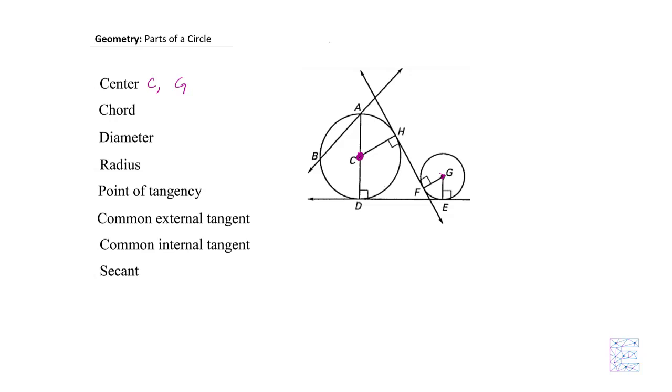Next thing is a chord. A chord is any line that starts at the circumference of a circle and runs to the other end of a circle, like that.